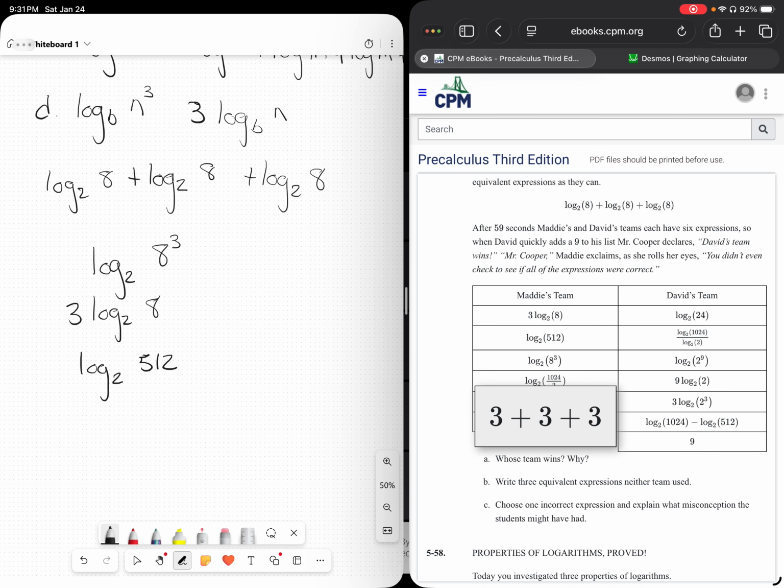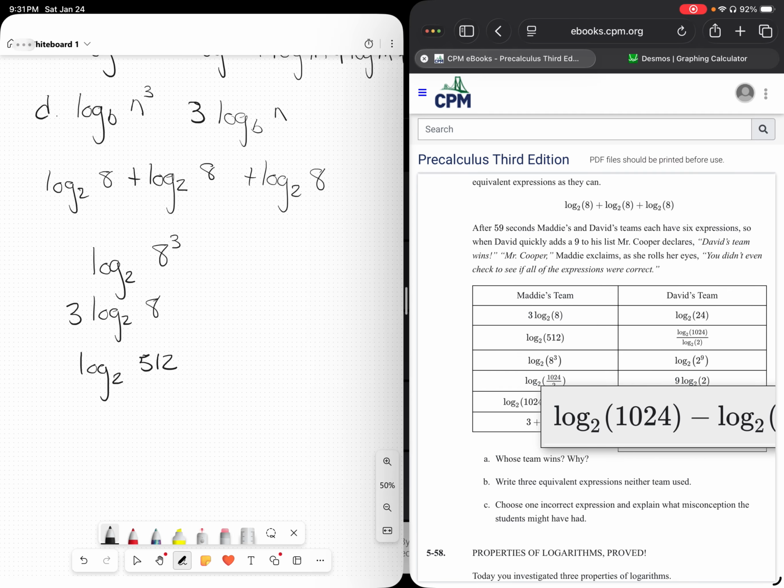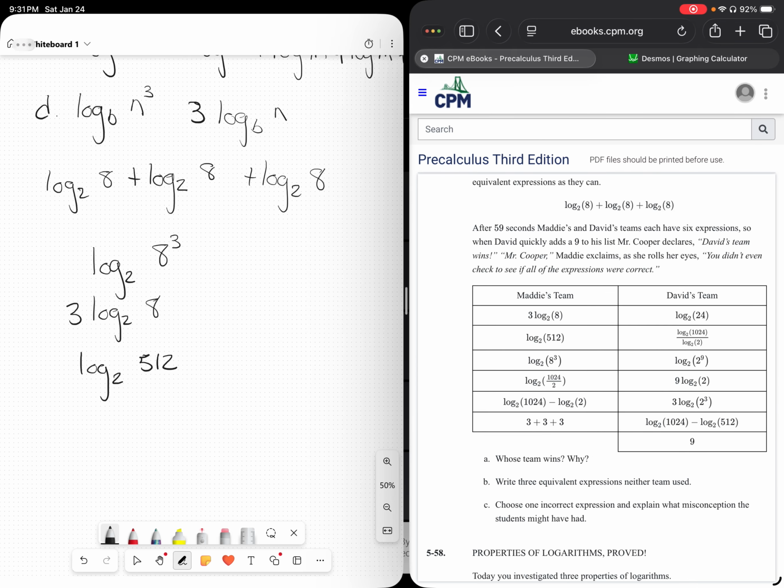Okay, well, let's go through David's team. Well, we just said 9 works, right? But if you look at this one, we're actually dividing those. So 1024 divided by 512 is log base 2 of 2. So that's wrong. So this one actually doesn't work, right? So we're already tied, right? So 3 times log base 2 of 2 to the third. 2 to the third is 8. So that corresponds with this one right here, right? So that works, right?